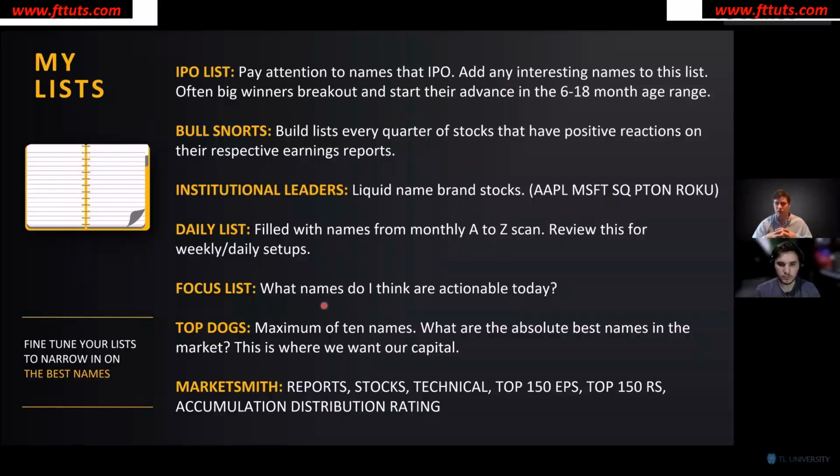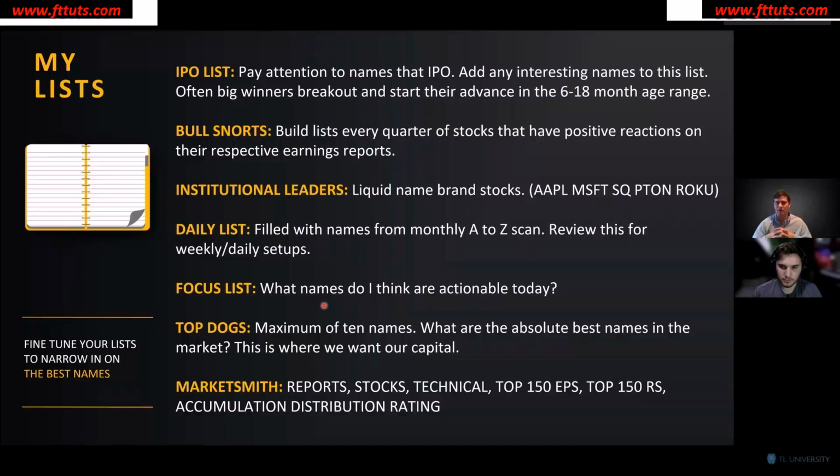Then next would be the focus list. So coming into every day, I have the ideas that I may trade. It's that simple. If I think something's actionable, if I like the chart pattern, if I think that there's an actionable trigger, some days this may have no names on it. Some days it has 2 or 3. Some days it has 3 to 5. I'm usually not putting much more than that on there because it's tough to buy 12 names in a day. So I want to keep it small.